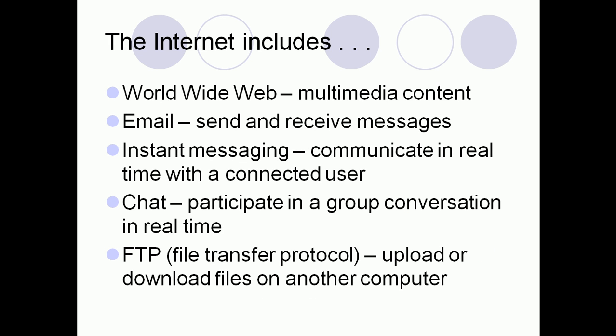Now, these are some of the features of the internet. We have the World Wide Web that is used for multimedia content. We have email to send and receive messages. The university has its own email server. Yahoo is another one. Google also has an email server. We also have instant messaging, that is, you communicate in real time with a connected user. Then you can also chat, which some of you have been doing using Facebook. You can participate in a group conversation also in terms of chatting.